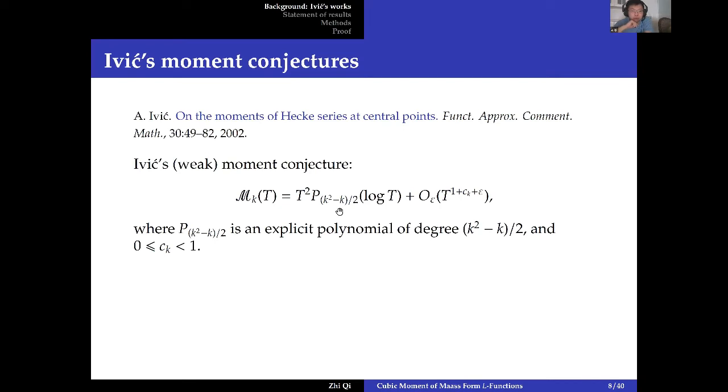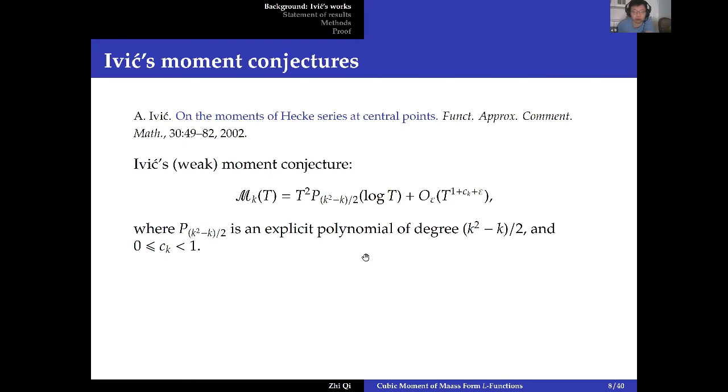And he made this moment conjecture. If you consider the k-th moment on the long interval, then you will have a main term as T squared times a polynomial of log T. And here this polynomial is of degree k squared minus k over 2, right? And plus an error term. If you want this to be really an error term, you want this c_k to be smaller than 1. Okay, this is Ivić's moment conjecture.